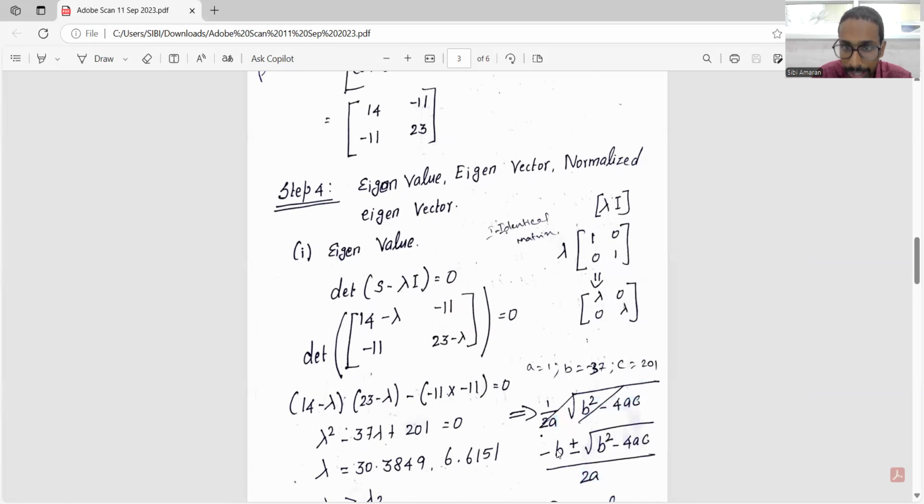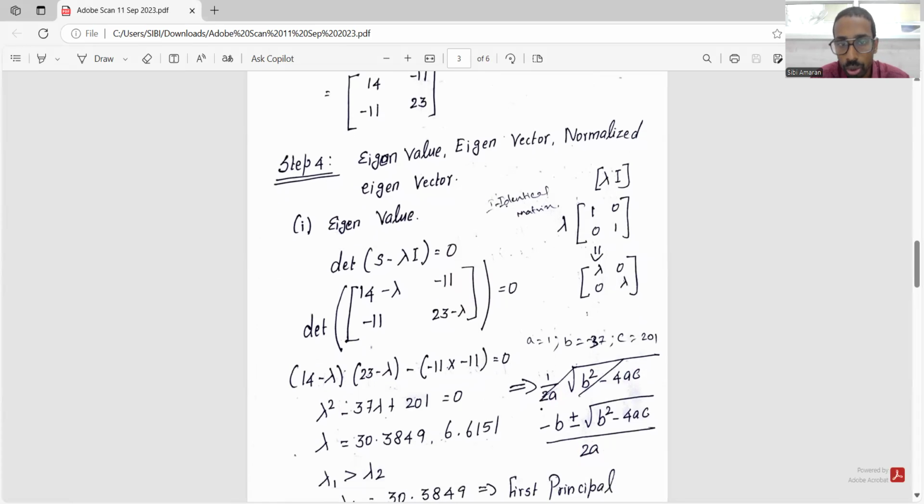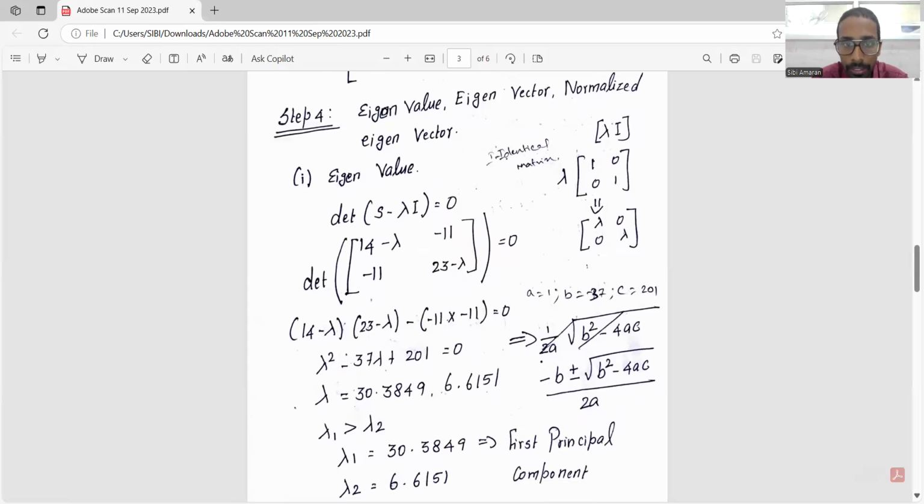I cannot highlight, so I'll just be dictating the formula: minus b plus or minus root of b square minus 4ac, divided by 2a. If I substitute this, a will be 1, b will be 37, and c will be 201. If I substitute these values in this equation, you will be getting the values for lambda 1 and lambda 2.